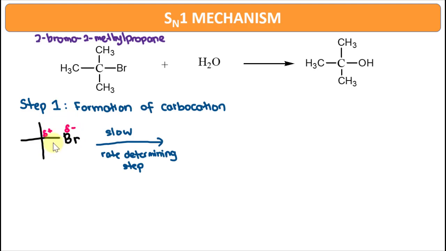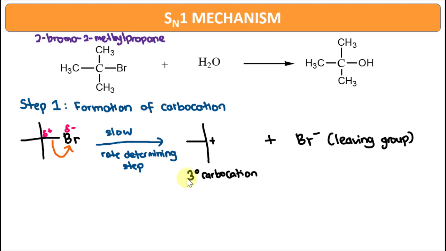here will break unsymmetrically where bromine will get both electrons, and this will give us a tertiary carbocation. Right, so here this carbon will get the positive charge. This one is a tertiary carbocation, right? And also the bromine will become Br minus, which is our leaving group. Since the tertiary carbocation is the most stable carbocation, there is no need to do any rearrangement, right? So let's proceed to the second step.